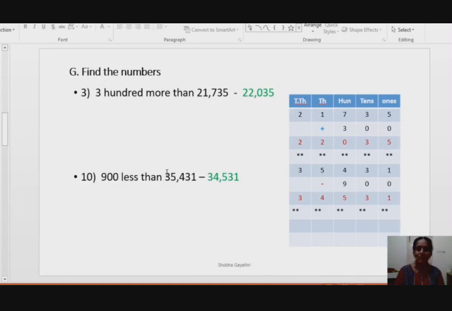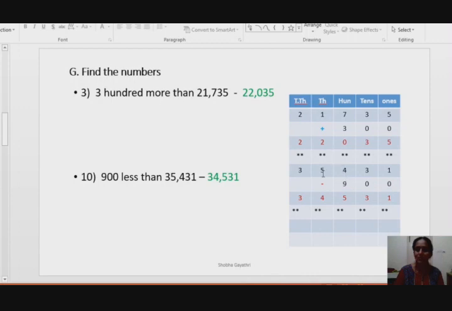Next 10th question is 900 less than 35,431. So what do you mean by less than? You have to subtract. You have to subtract 900 from 35,431. Write 35,431. Observe the places. Write 900. Where should 9 come? It should be in hundreds place. So subtract now. 1 minus 0, 1. 3 minus 0, 3. You cannot subtract 9 from 4.